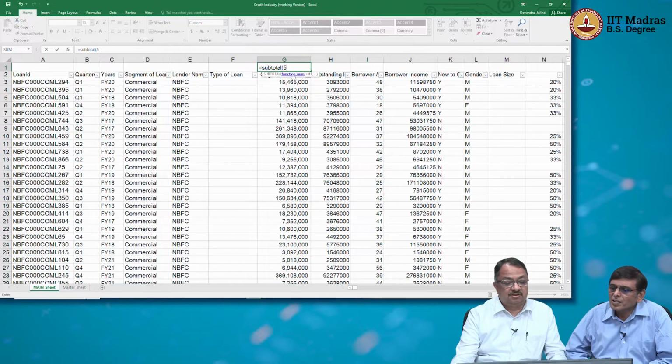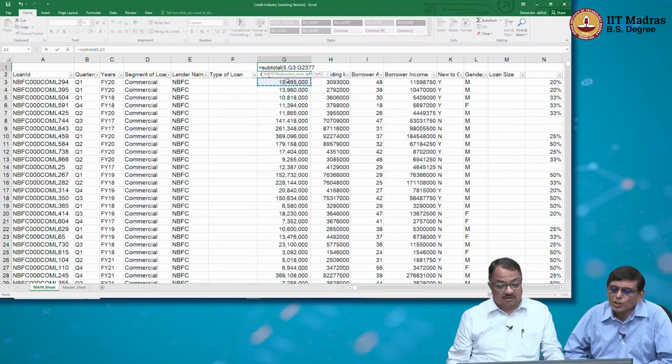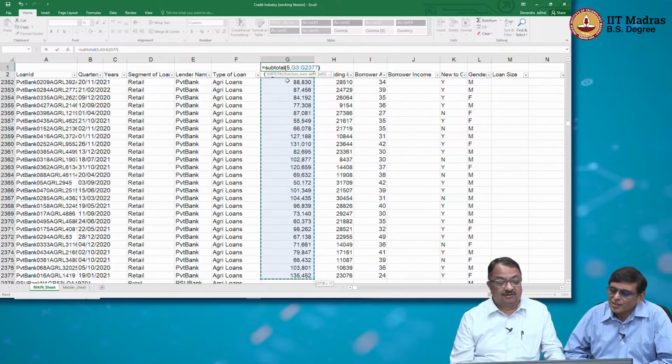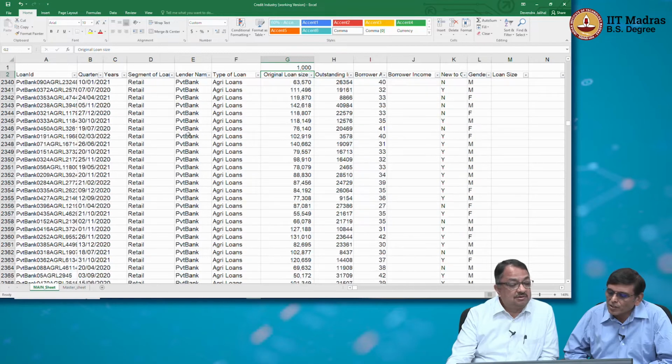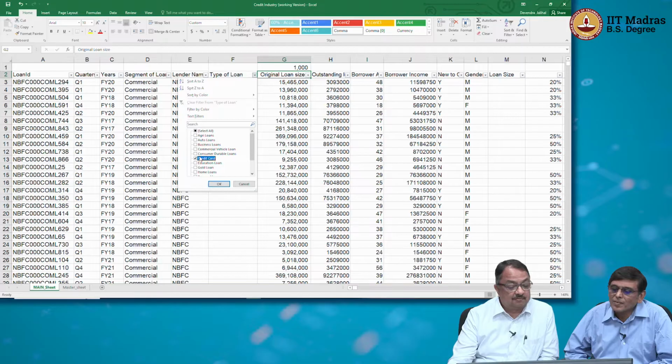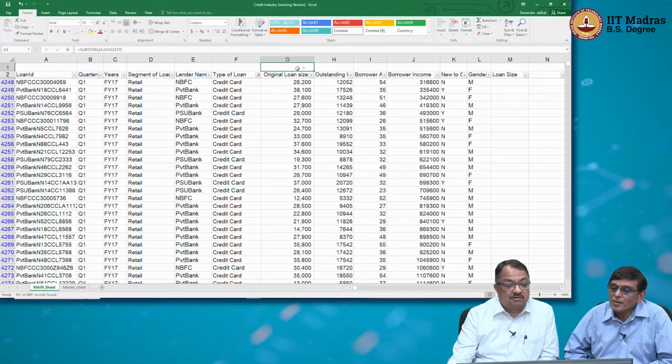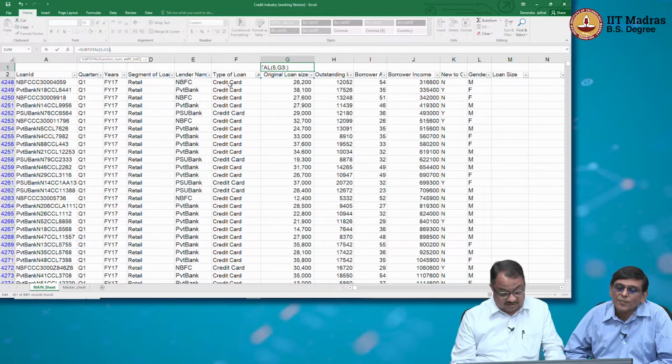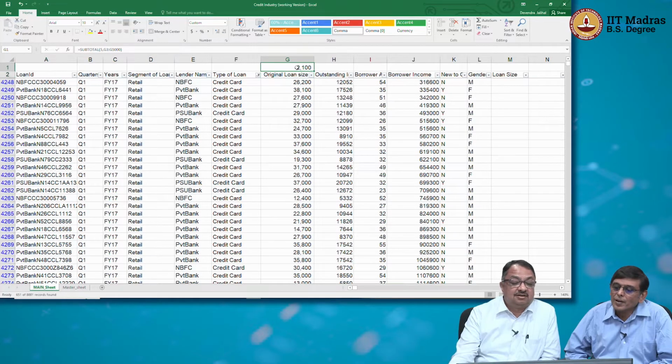How are you doing it? I'm going to use subtotal. Why subtotal? Because when I filter it, it works on the filtered data. Now if I take type of loan as credit card, I think I didn't go right to the end. You're right, I should have gone to around 5,000. Okay, so I filtered on credit card.